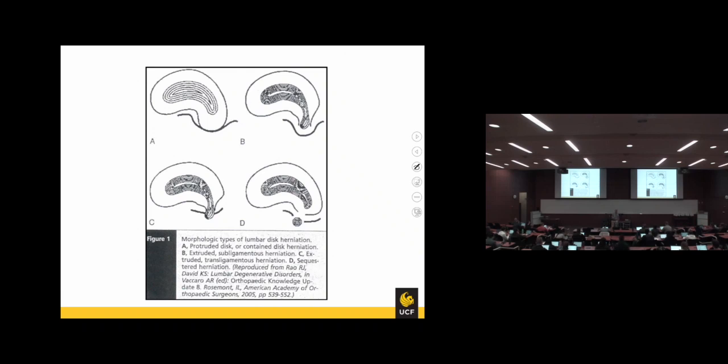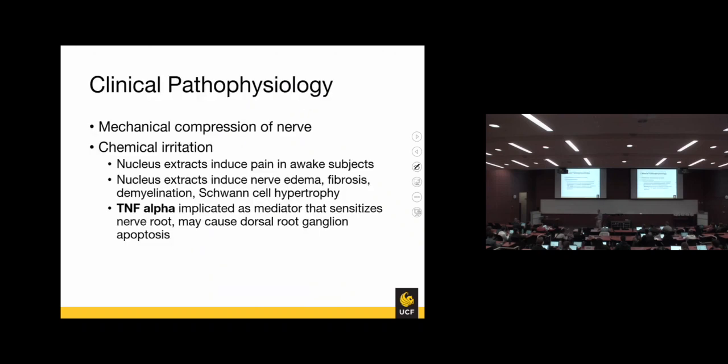Okay? There's some work that has tried to look at whether the surgical outcomes are better with some of these, and it looks like this one and this one, surgical results are the best. Looks like, because we don't really have enough volume to say so. All right, so clinical pathophysiology of radiculopathy.